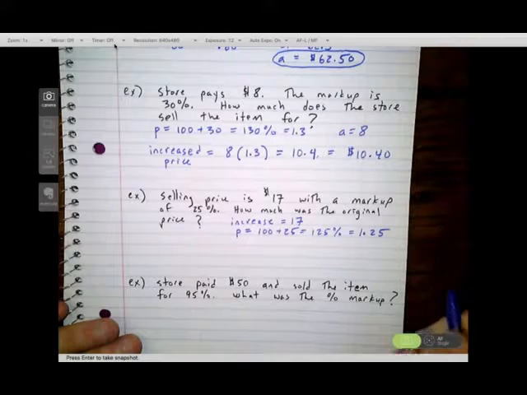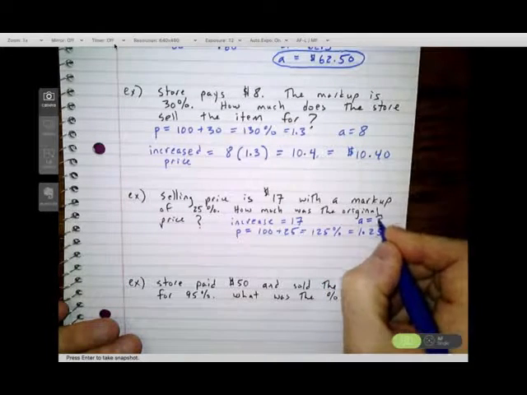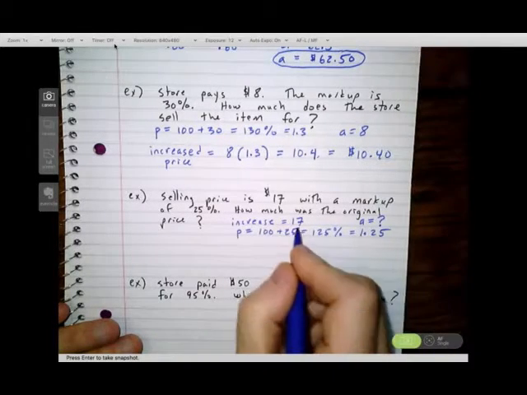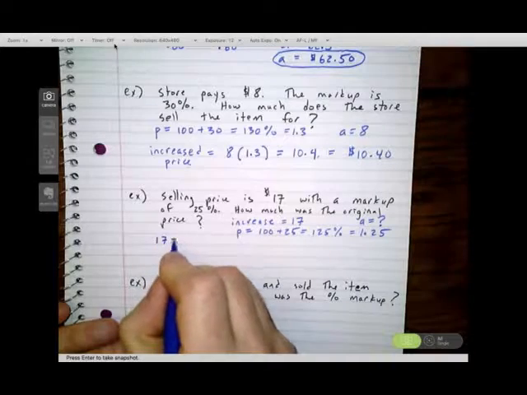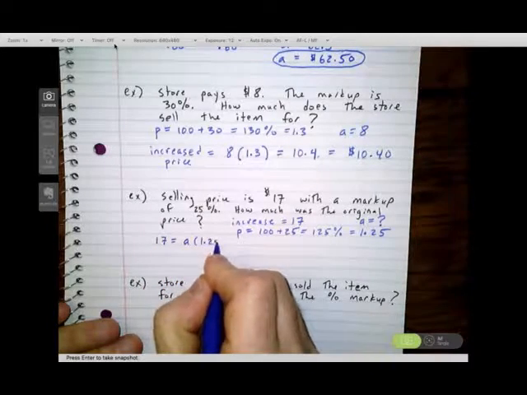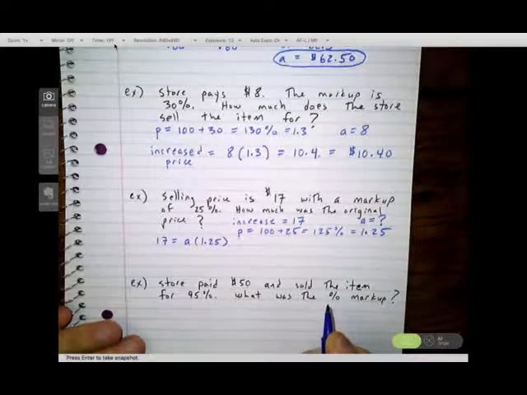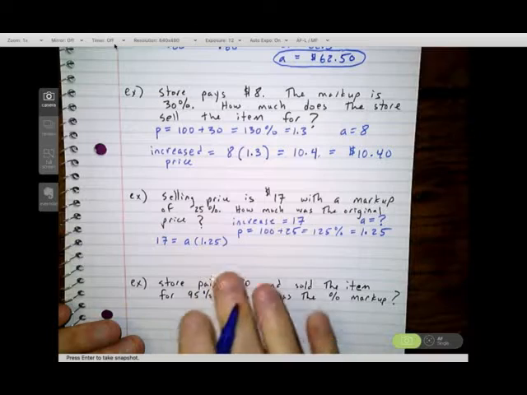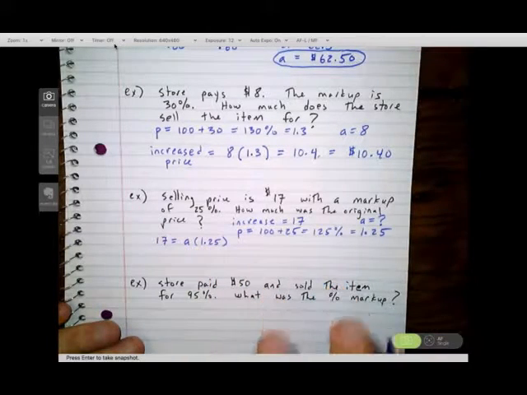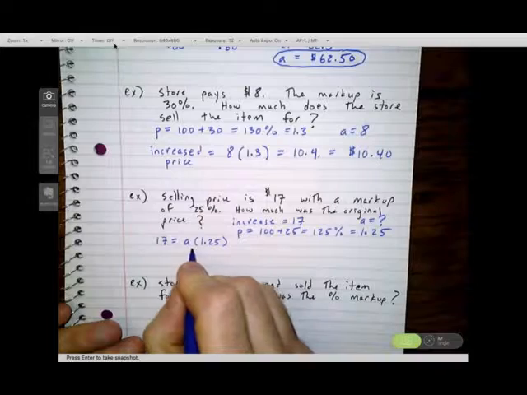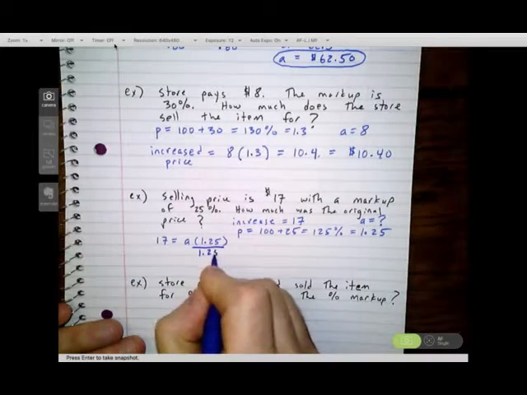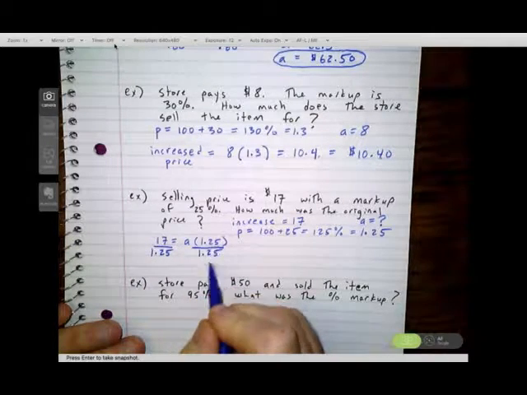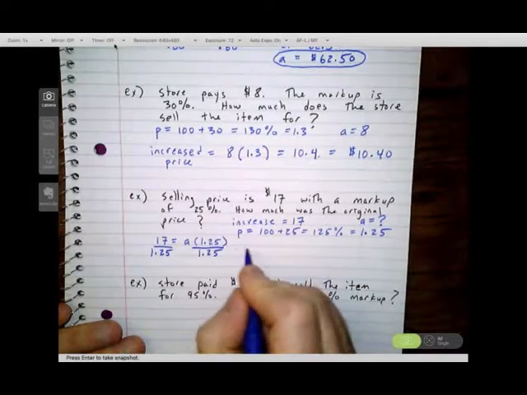We don't know what A is, so A is our question mark, and that's what we're going to find. So the new price, 17 bucks, equals A times 1.25. Your A should be less than the selling price. If it's not, you made a mistake, because the store doesn't really want to sell something for less money than it paid for it. I'm going to divide here by $1.25. So undo multiplying by 1.25 by dividing by it, and I'll get A.